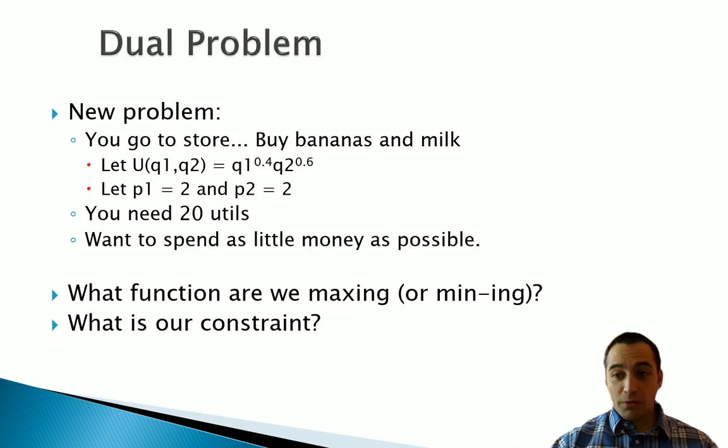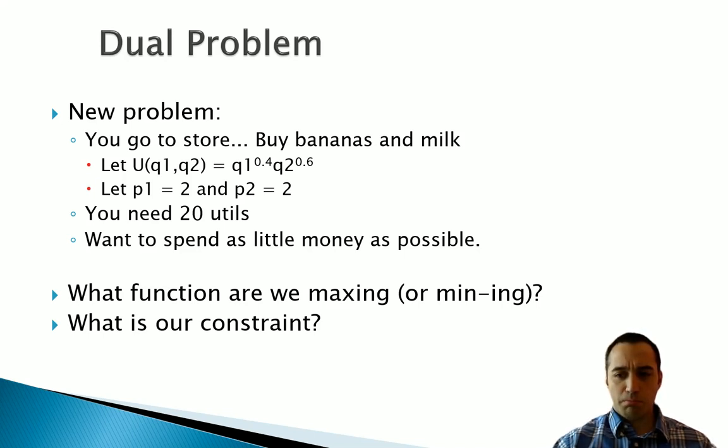Well, you could think of this as being just kind of a reverse optimization problem. Say, I go to the grocery store, let's say we have a very simple grocer and only bananas and milk. I have some utility function over the bananas and milk as before. Bananas and milk have prices as before. And let's say, well, I don't need to spend all of my money. I just need to spend enough to get 20 utils. If you know you need 20 utils, how would you go about getting that 20 utils? Well, you'd probably try to do it as cheaply as possible.